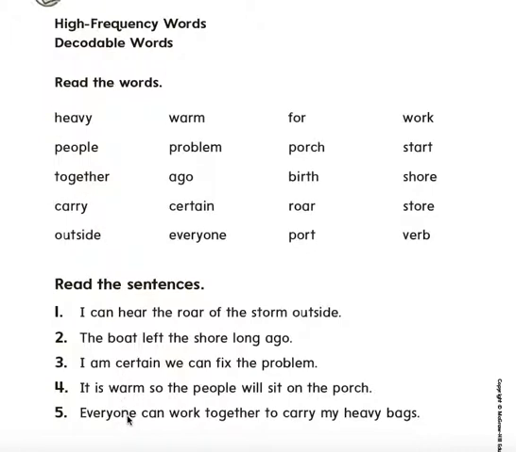Let's just say that the student had made an error or had a tough time figuring out a word. Let's say people was a tricky word. I would stop the student and say, this word is people. What's the word? People. Yes, people. And then we back up to the beginning of the sentence. Now try to read it one more time. It is warm, so the people will sit on the porch. Nice.